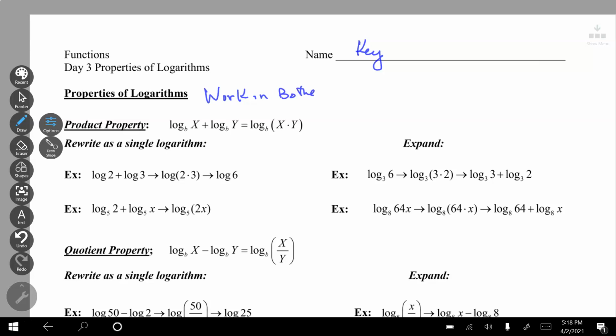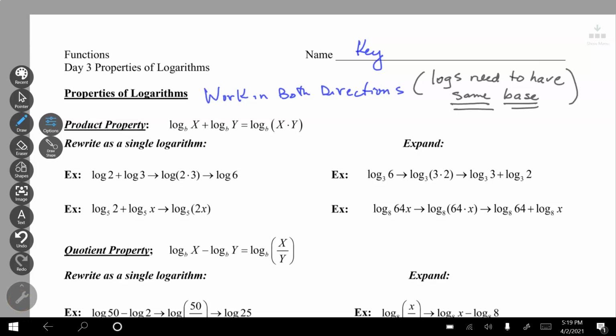And the idea is that when we do this, we have to have logs. The logarithms that we use have to have the same base. You can't work with logarithms that have different bases. It wouldn't work. So the first property you're going to look at is called the product property.